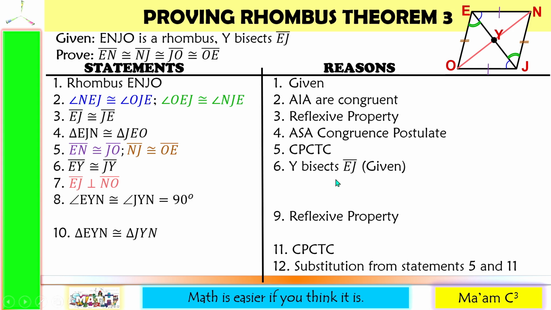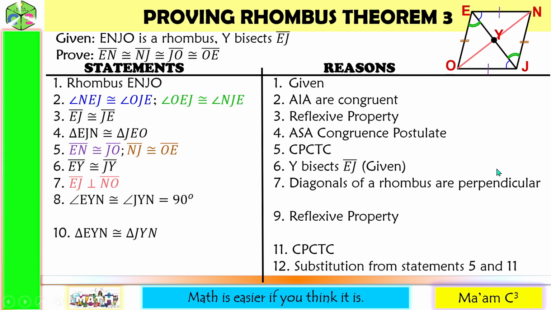And what is the possible reason? It is because diagonals of a rhombus are perpendicular. So this line segment is perpendicular with this line segment. Statement 8, angle EYN, so this portion, is congruent with angle JYN, this one. And they are both equal to 90 degrees because perpendicular lines form 90 degrees. The next reason is reflexive property.